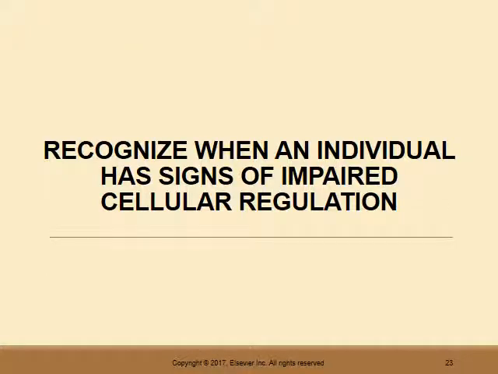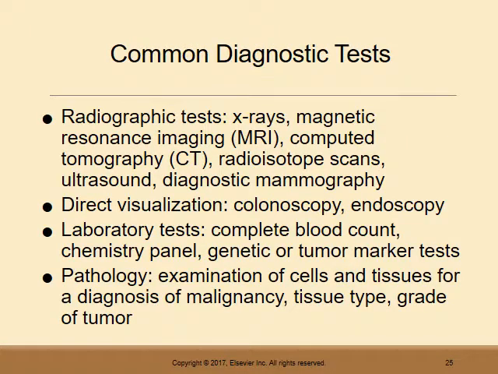Recognizing when an individual has signs of impaired cellular regulation is important in helping to do early detection, because early detection is one of the two best methods to survive cancer. Number one, let's prevent it in the first place by minimizing risk factors, and number two, let's do secondary prevention, which is to catch it early. Get your screening done, get everything done that needs to be done to evaluate your risk and where you're at.